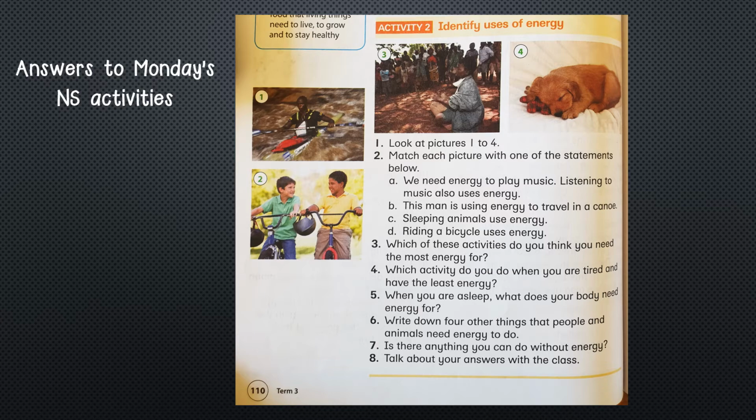So question B says, this man is using energy to travel in a canoe. And the answer would be picture 1. This is picture 1. Question C says, sleeping animals use energy, and that would be picture 4. And question D says, riding a bicycle uses energy, and that would be picture 2.